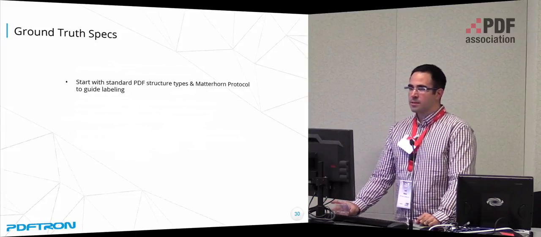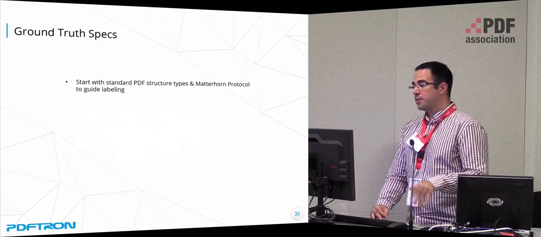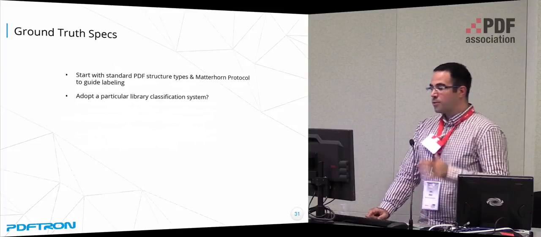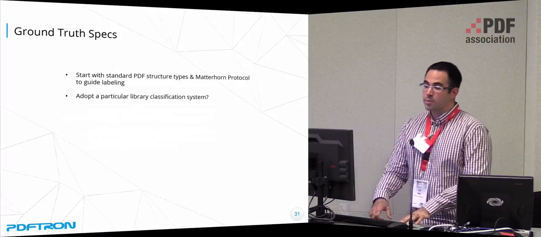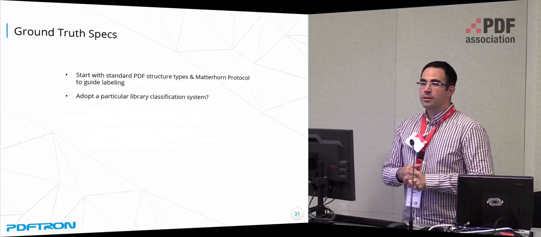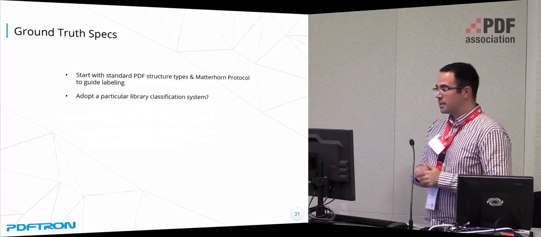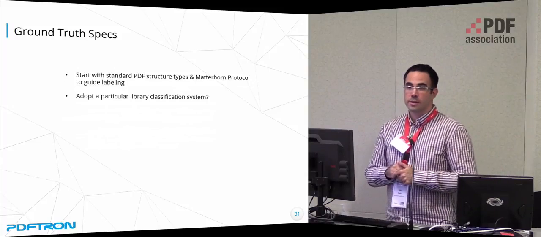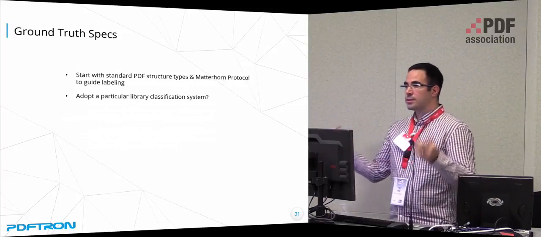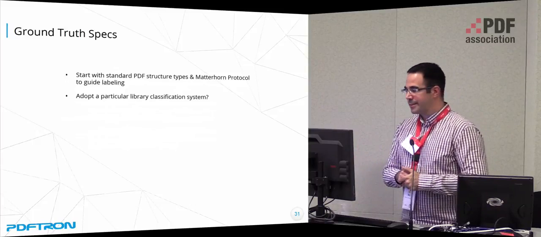So if we wanted to do something similar with PDF, as a starting point, we could just adopt standard PDF structure types and the Matterhorn protocol to guide labeling without reinventing too much of the wheel. For document classification tasks, perhaps we can just look at existing library classification systems. There are already a number of these systems currently in use. Almost every library is using their own system, but there are big ones like the Library of Congress classification system, Dewey classification, and many others. So we could just adopt one classification system that makes sense for the field of document understanding.